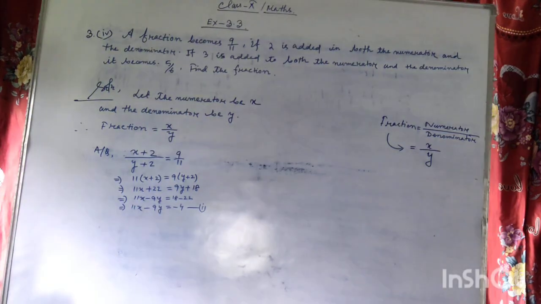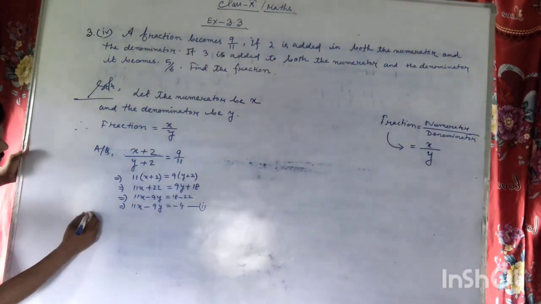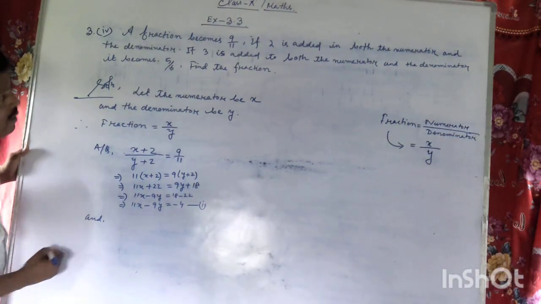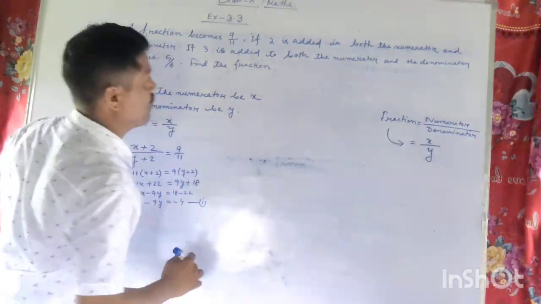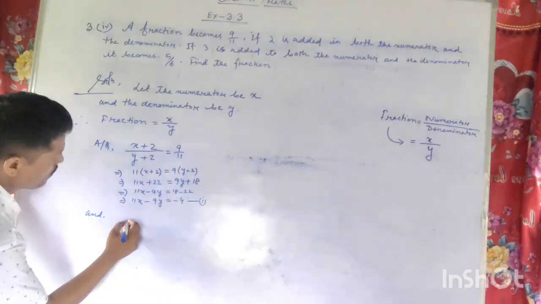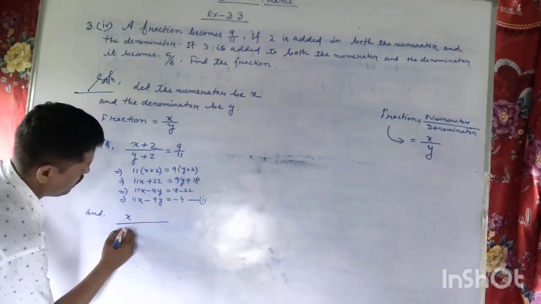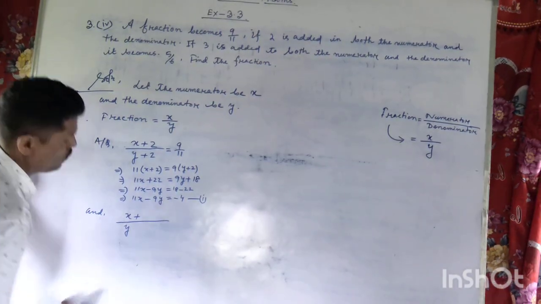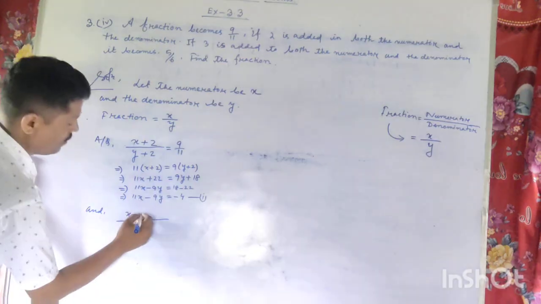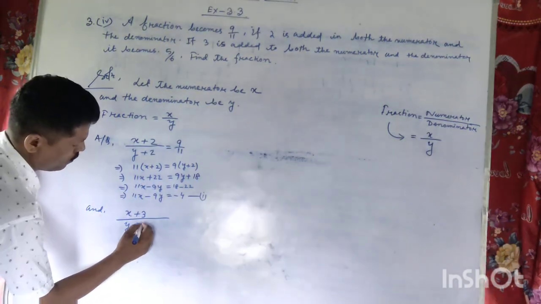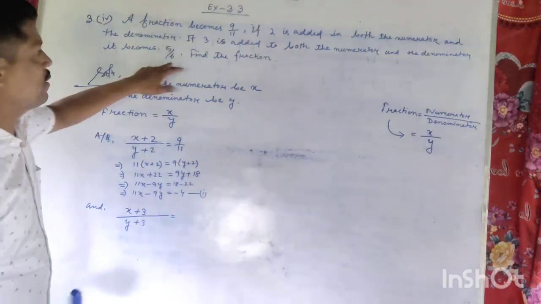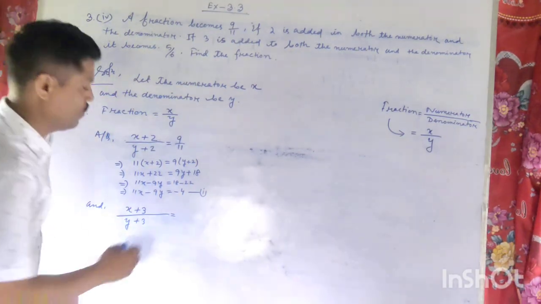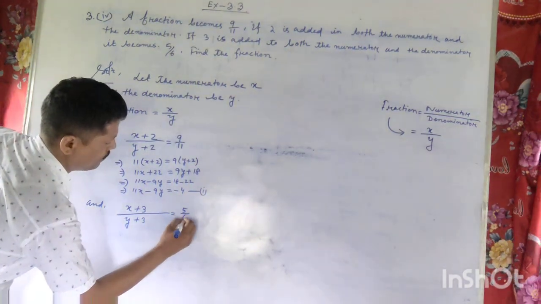And another time again, in the second line, 3 is added to both the numerator and the denominator. So the numerator is x and the denominator is y. We have to add 3 to the numerator and 3 to the denominator. Then this equation becomes 5 by 6.